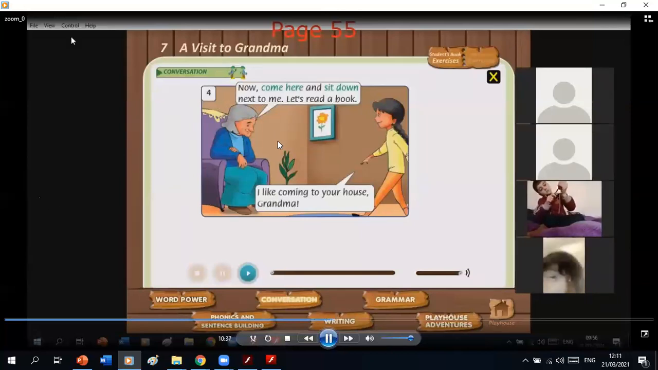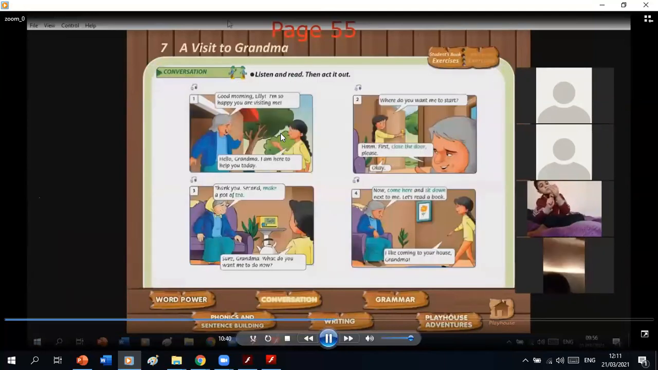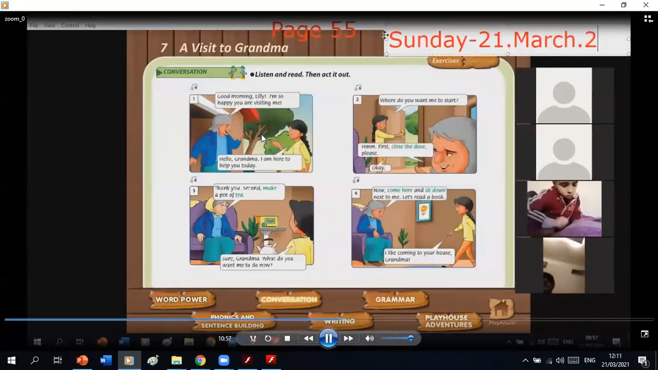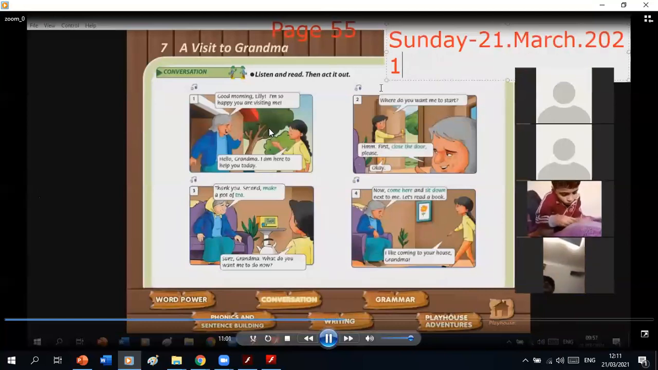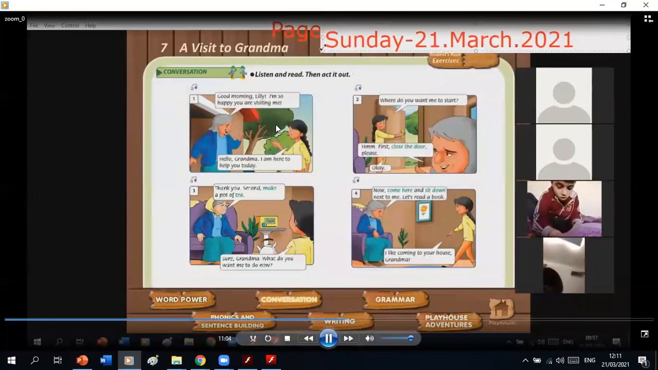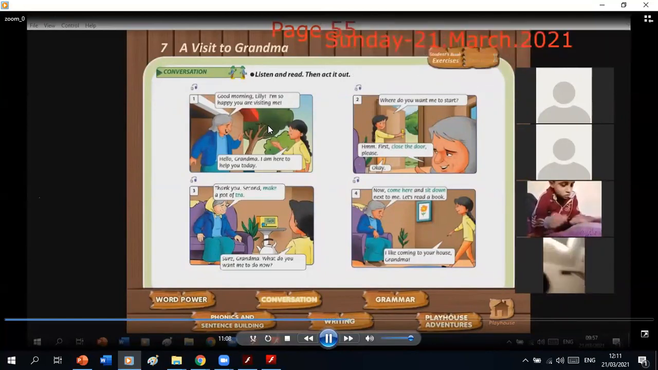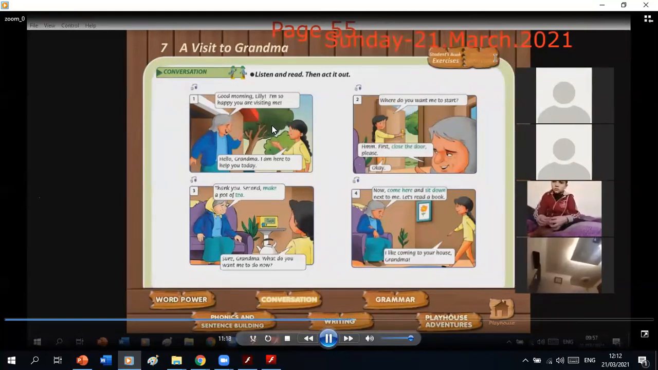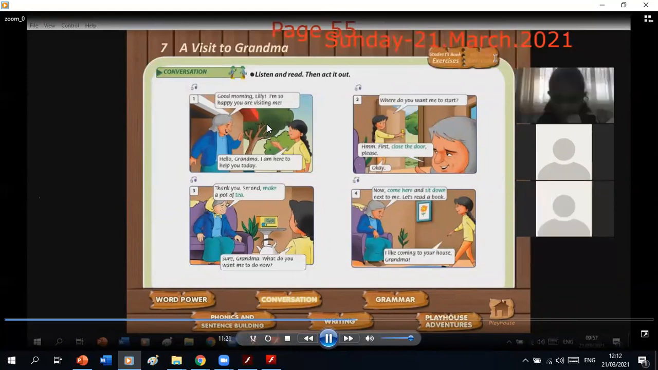Let's go to the main page. Let's write the day and the date. Omar, what is the day? Sunday. 21st of March, 2021. Right, Omar? Okay, yes. Write the day and the date on the top of your page. Everybody writes the day and date on the top of your page. Write, Leith. The day and the date.